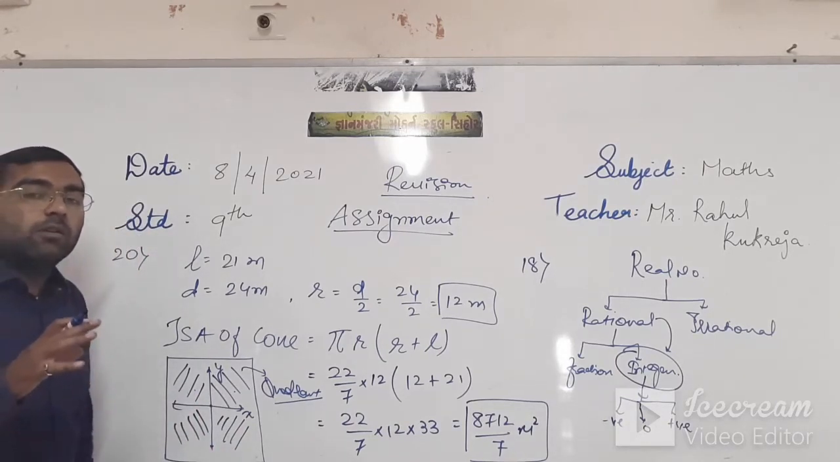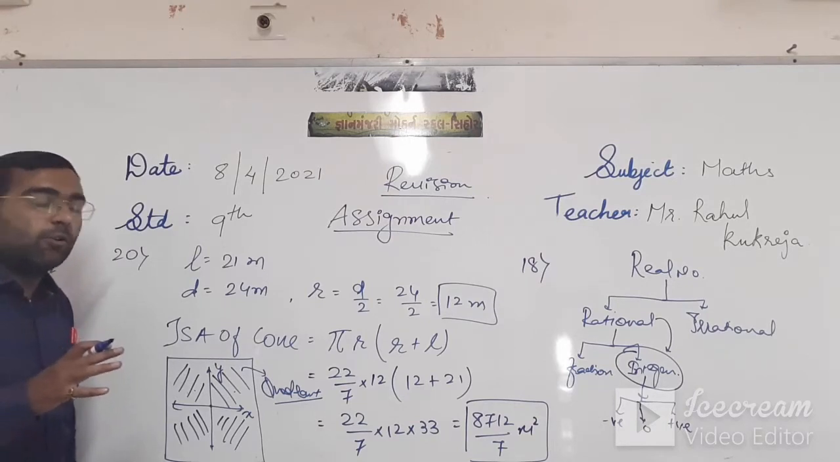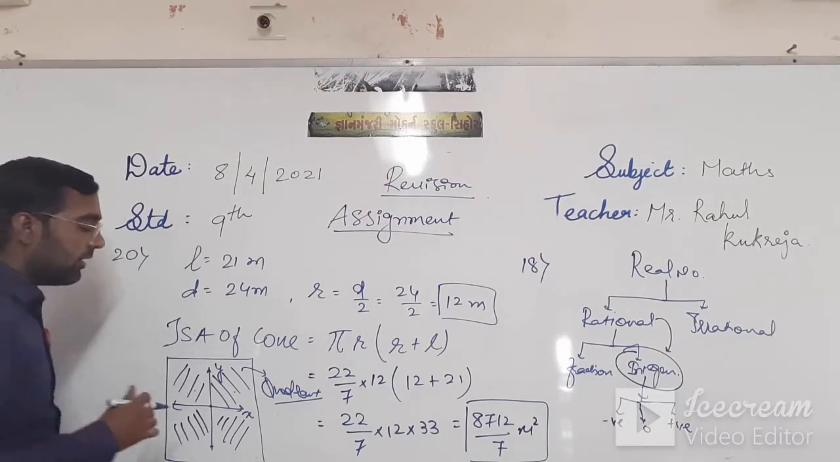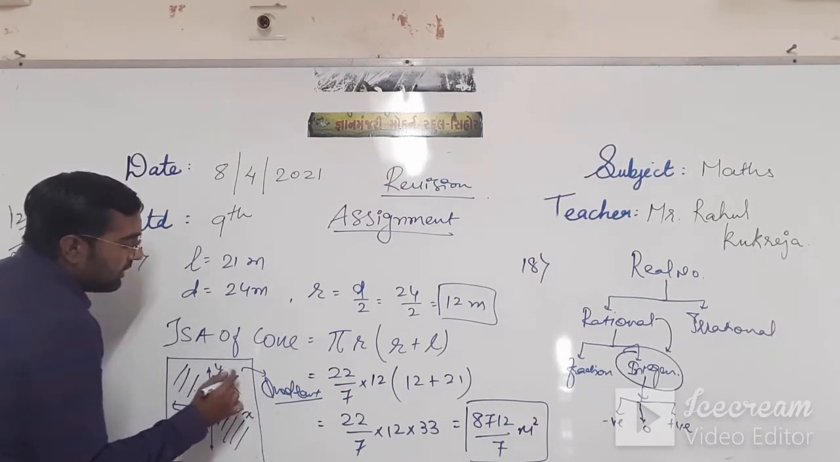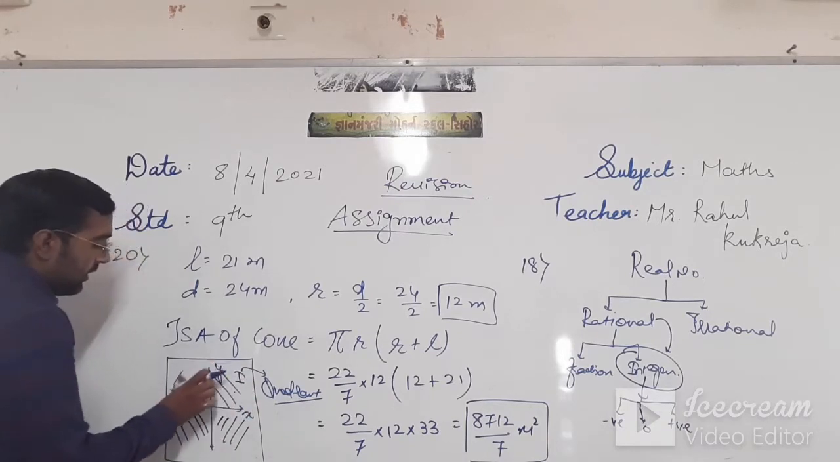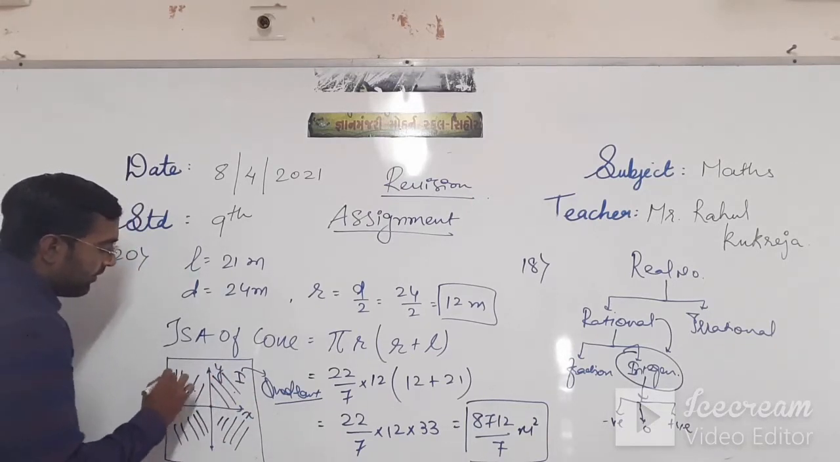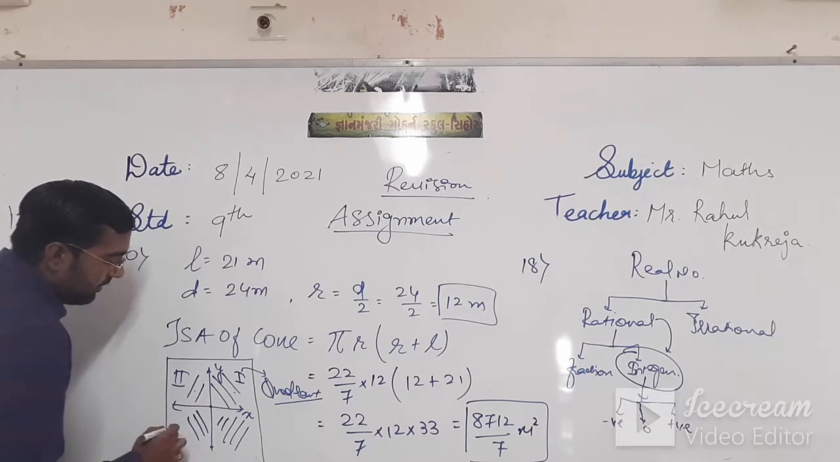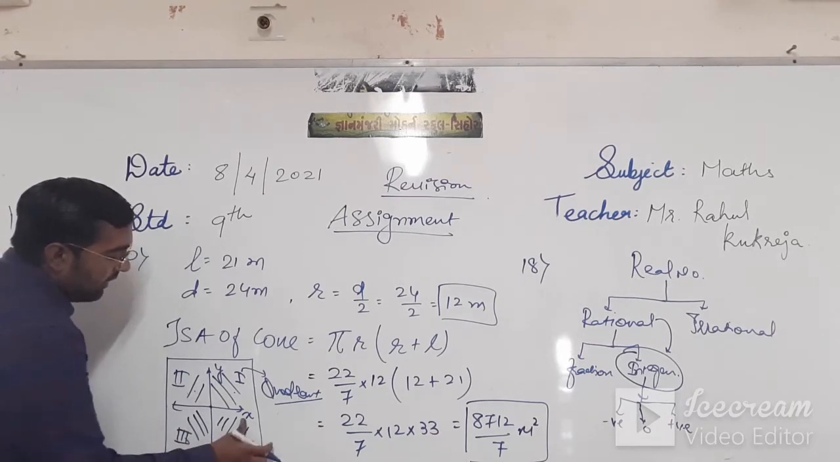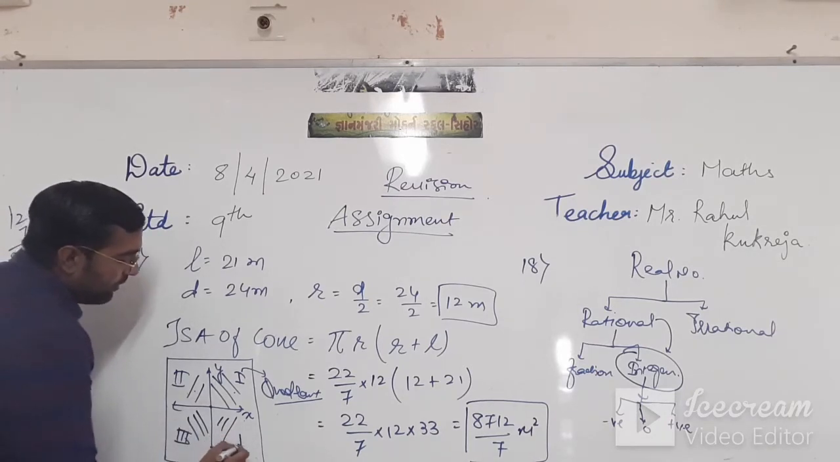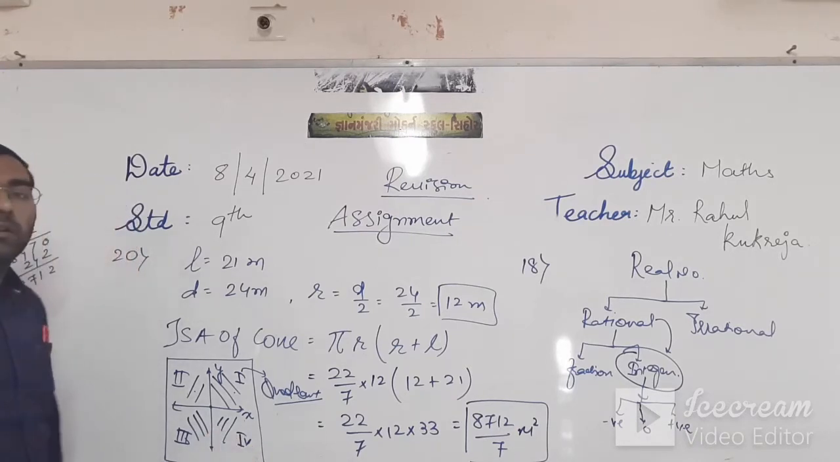ऑलवेज क्वाड्रेंट के नेमिंग में आपको क्वाड्रेंट को एंटी क्लॉकवाइज काउंट करना है. ओके, वी आर सेइंग दिस एज द क्वाड्रेंट 1, this as quadrant 2, this one is quadrant 3, and this one is quadrant 4. ठीक है, क्लियर?